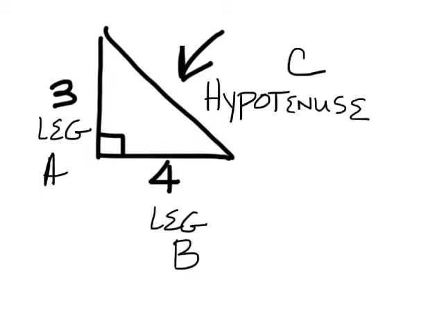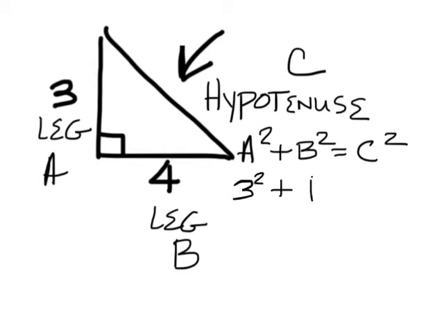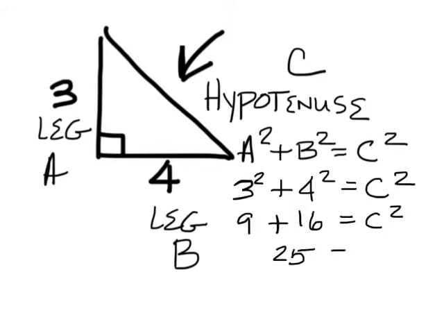Use the formula. A squared plus B squared equals C squared. Plug in the numbers. 3 squared plus 4 squared equals C squared. And then simplify 3 squared and 4 squared to get 9 plus 16. 9 plus 16 is 25.